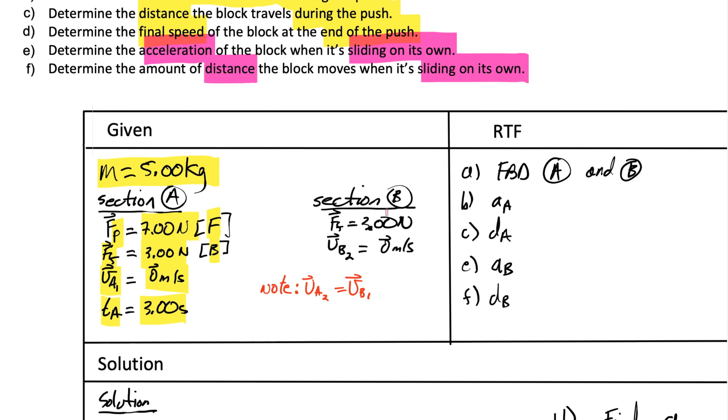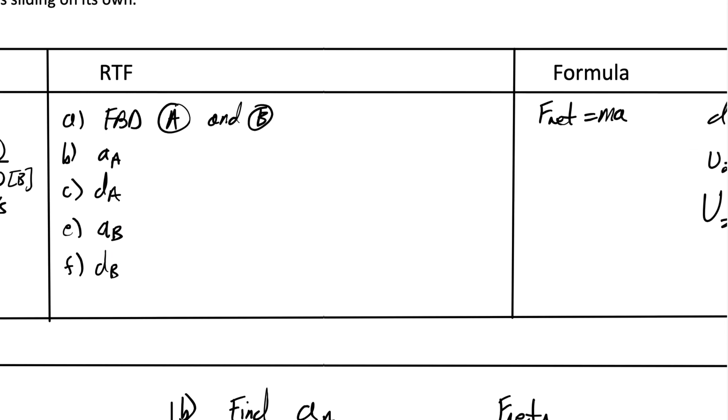Then in Section B, the push force is now gone, but the frictional force remains. And we should probably put our little direction there. There we go. And we know that the final velocity at the end is going to be 0 meters per second. And as you can see, I have a note that VA2 equals VB1, which is the property of Section A, Section B. Under required to find, we're looking for the free body diagram during the push and after, the acceleration during the push, displacement during the push, and acceleration and displacement post-push.